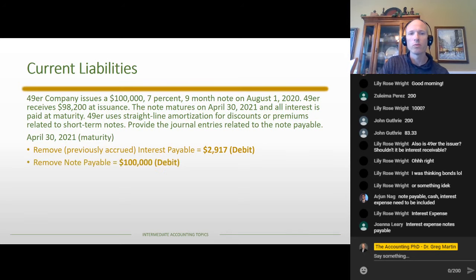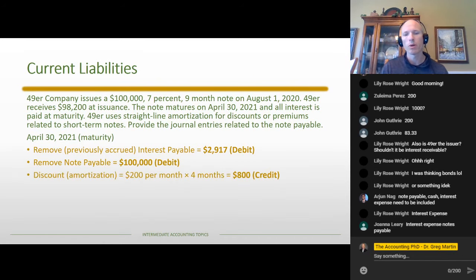Of course, we do have to remove the note payable. That's a $100,000 balance, and so that's a credit balance, and so we need to get rid of it with a debit entry. We also have the discount amortization. Remember, we only amortized 5 months in 2020, so now we need to amortize the remaining 4 months in 2021, so there's going to be a credit to our discount.